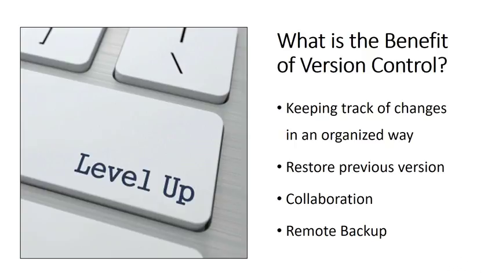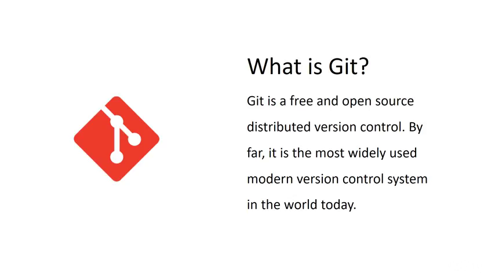In this course, we are actually going to talk about 3 different technologies. It's one technology, but it's 3 different software. So I'm going to discuss them one by one. The first one is Git. What is Git? Git is a free and open source distributed version control system. By far, it is the most widely used modern version control system in the world today. If you're looking for a new job or getting into the software industry, big chance that they will ask, have you ever used Git version control? Right? Git is very, very popular.